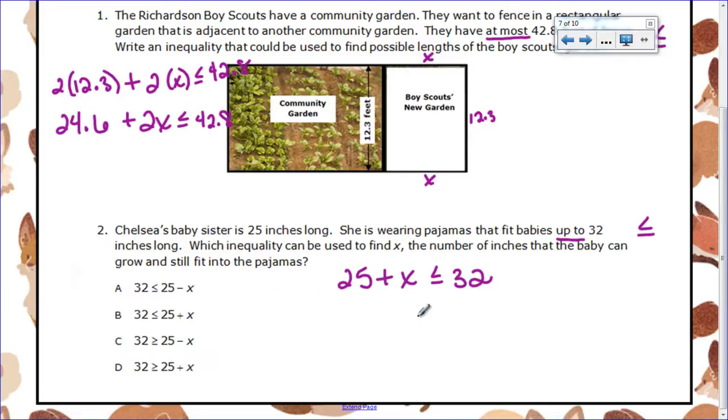So if I want to flip this around so that it matches, when I flip-flop these so that they're on different sides, this sign has to turn around too. So it looks like this. When you turn an inequality around, everything has to turn around. And so it would look like this. So 32 has to be greater than however the baby gets, otherwise she won't fit in it anymore. And so if you look at your answer choices now, it's going to be this one right here, D.